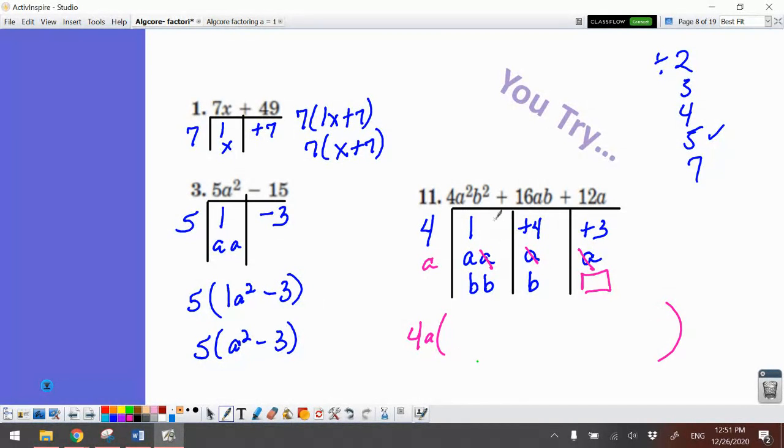And what do I have left in the first box? So I have a 1AB squared. The second one, positive 4 and 1B. And in the last one, it's just a positive 3. I don't have any other letters left, any other variables left in that last spot.